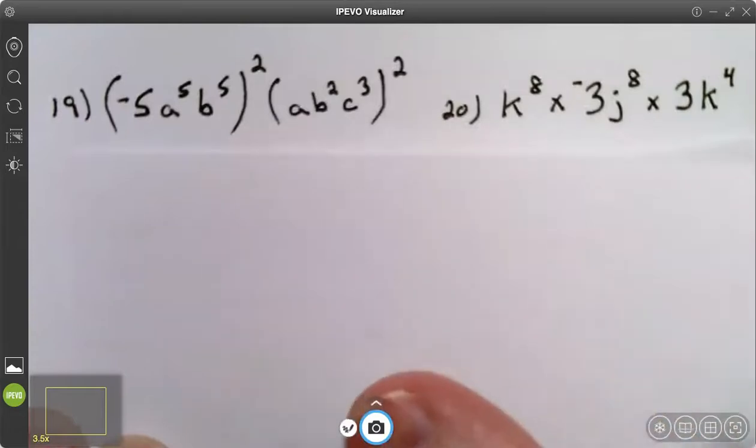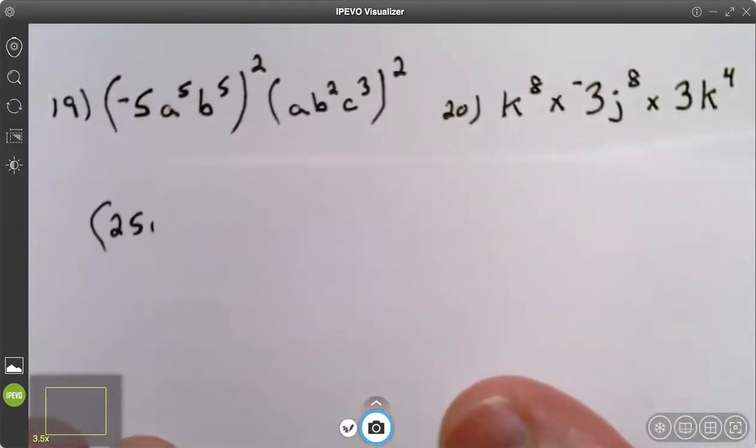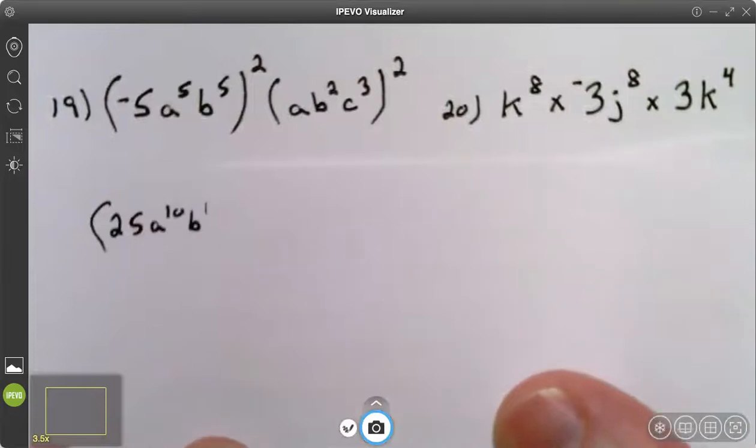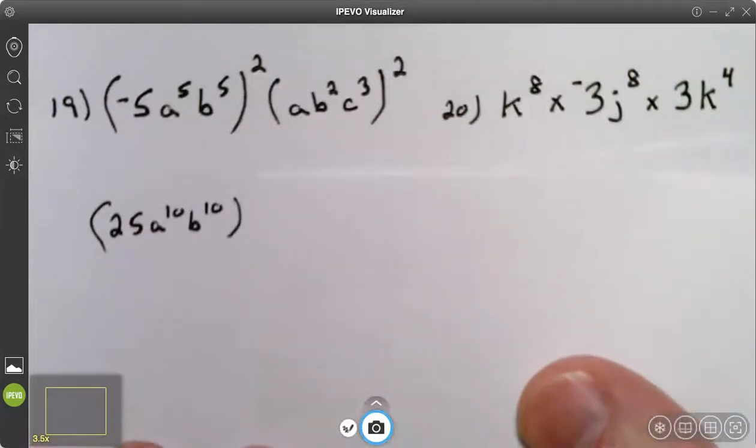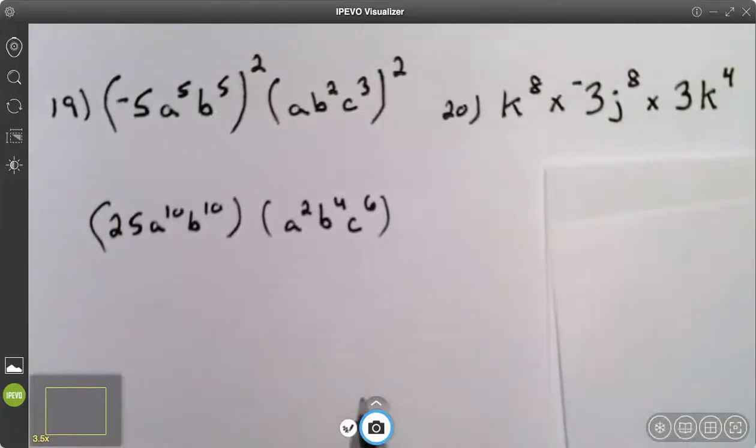On the first grouping, when I multiply, negative 5 squared is 25. 2 times 5 is 10 on the A's. 2 times 5 is 10 on the B's. On the second grouping, 2 times 1 on the A's is 2. 2 times 2 on the B's is 4. 2 times 3 on the C's is 6. Now, I need to multiply these 2 groupings together.